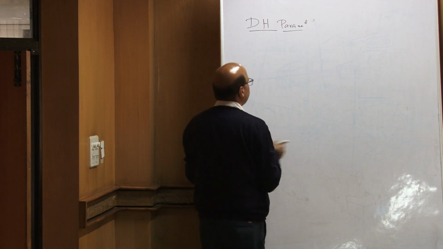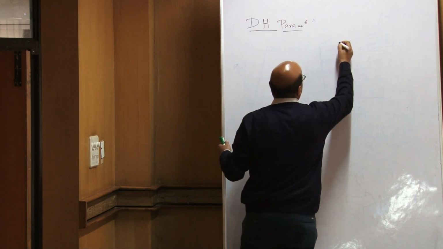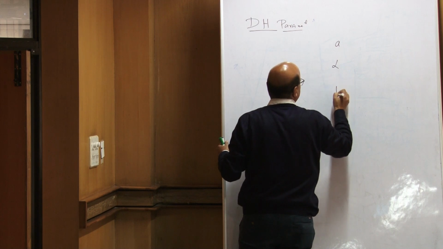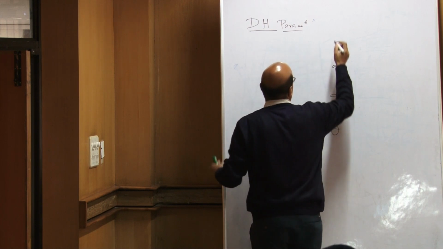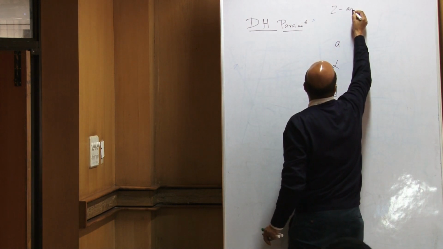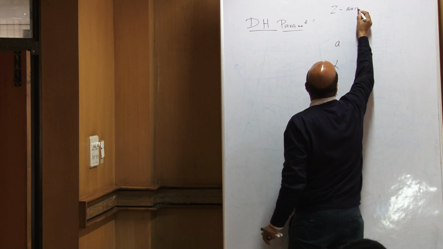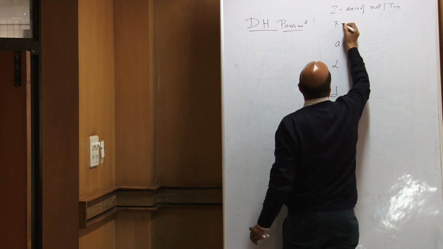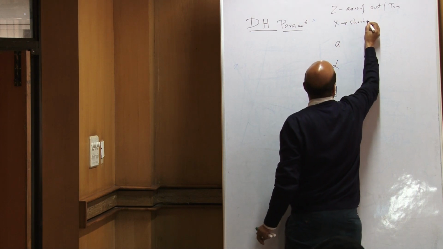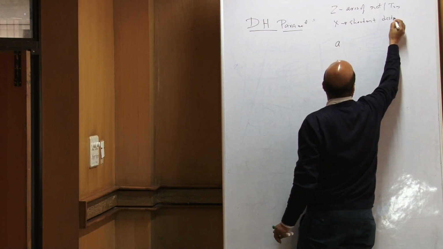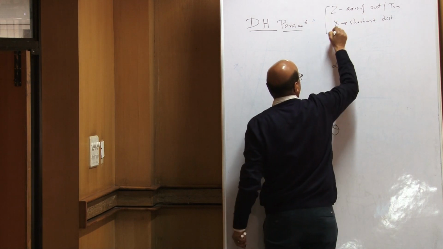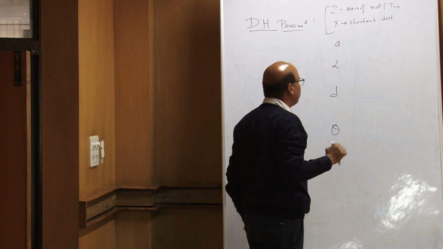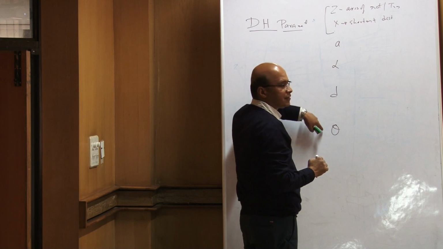So what we need to keep in mind is that parameters A, alpha, d, theta. The z axis is the axis of rotation or translation, and the x axis is the shortest distance. Okay, so these are the 2 things for putting an axis. The moment we put an axis, then we can find these 4 parameters.